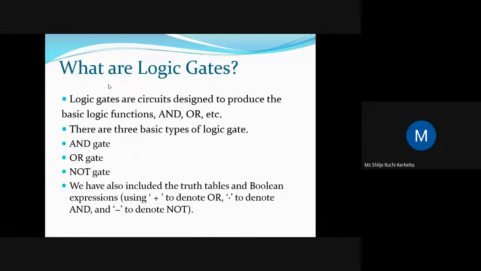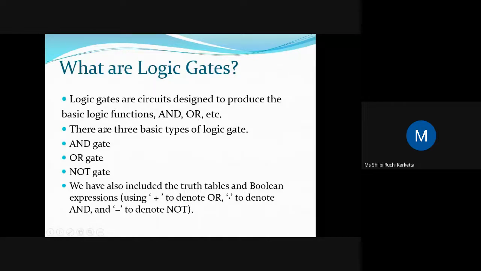Because for digital gates we have to use only 0 and 1, we are using logic gates. Like if we have to produce electricity from solar energy, what we need is a solar panel. Same way, for using digital signals, we need logic gates. So logic gates are circuits designed to produce the basic logic functions such as AND, OR, etc.